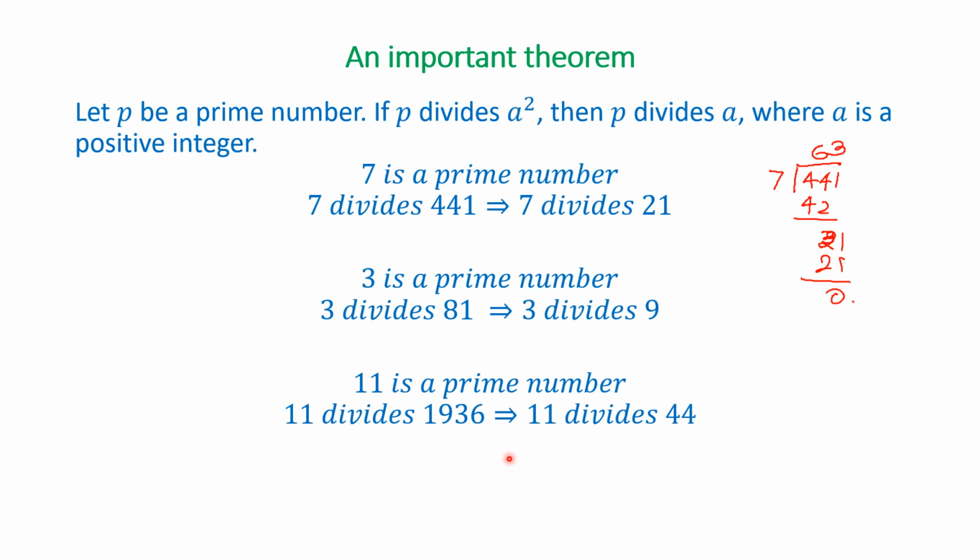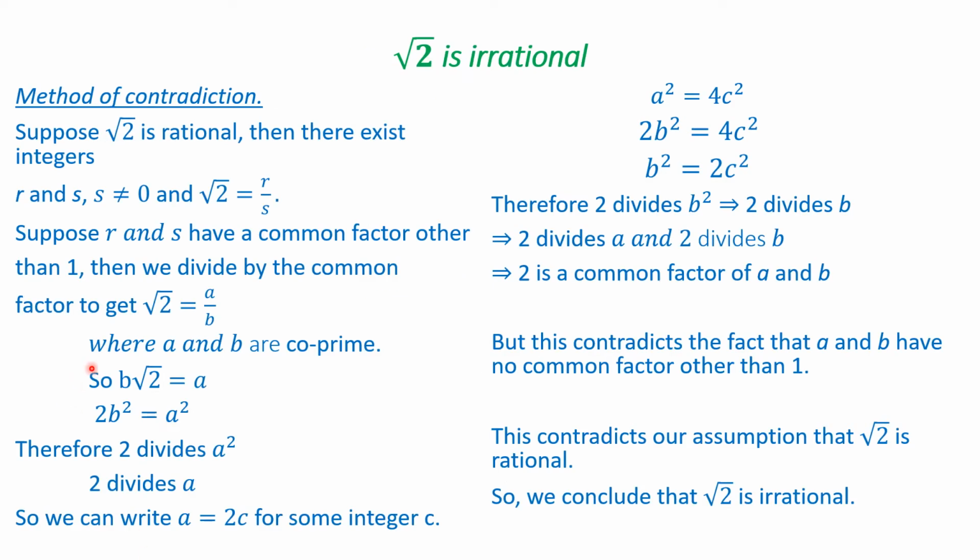Now, these two theorems are required in order to prove the next important result, that is, root 2 is an irrational number. To prove that root 2 is irrational, we are going to use the method of contradiction. So what we do is we start off with supposing that root 2 is rational. We'll come to a situation where we show that it contradicts our supposition, and therefore we will conclude that root 2 is irrational. So let's start.